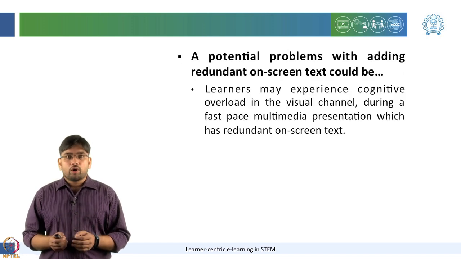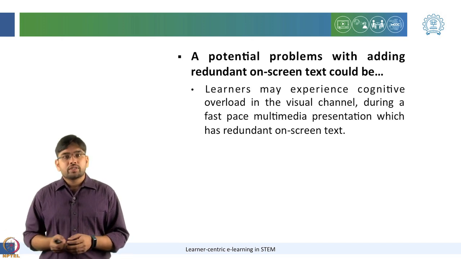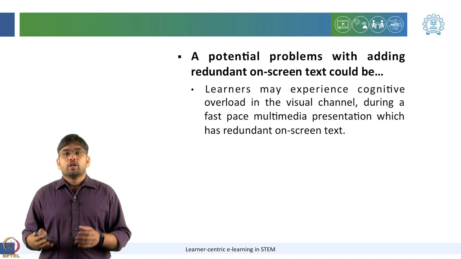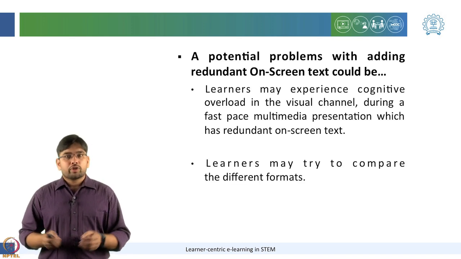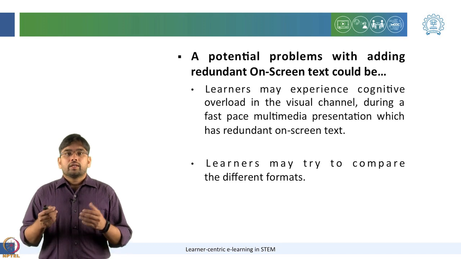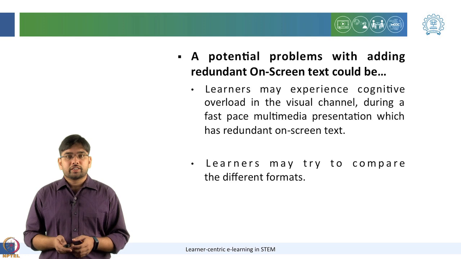A potential problem with adding a redundant on-screen text could be that learners may experience cognitive overload in their visual channel during a fast-paced multimedia presentation which has redundant on-screen text. Another possible problem which may arise is that learners may try to compare the different formats.